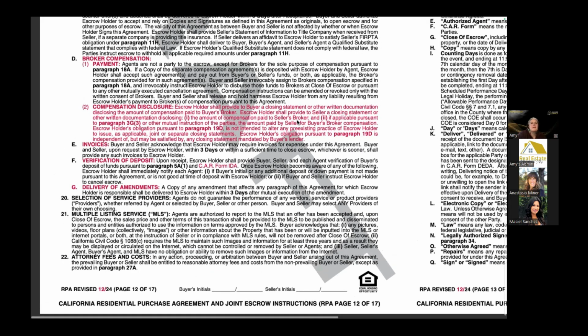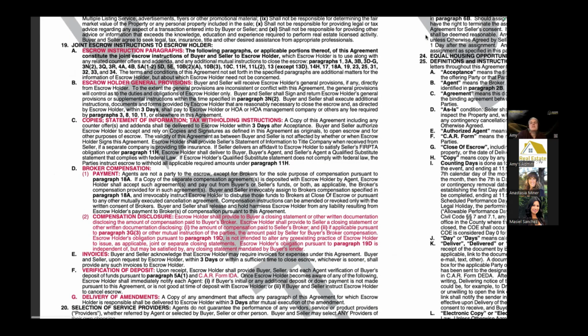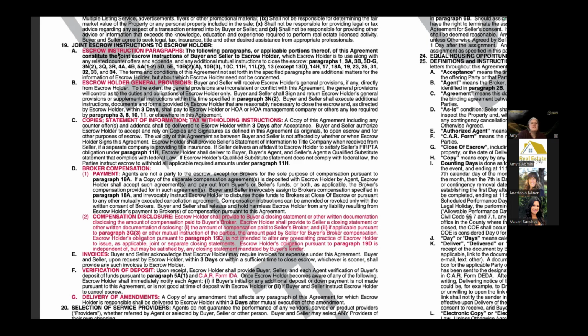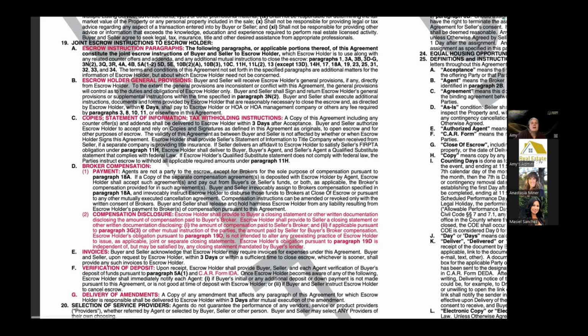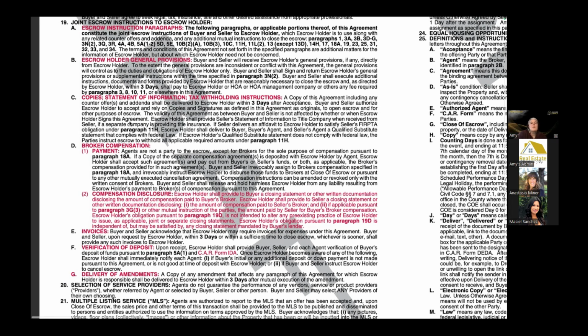All right. This is the next section here. They've elaborated the escrow instructions. This used to be a short little box. Now it's broken into sections. Let's see if we can get those pictures off to the side. All right. So joint escrow instructions section 19 now has escrow instruction paragraphs, escrow holder general provisions, copies, statement of information, tax withholding instructions, broker compensation, right?